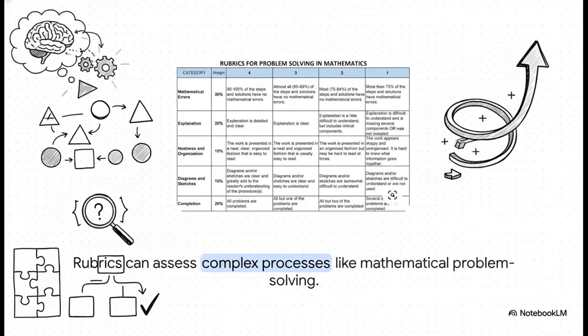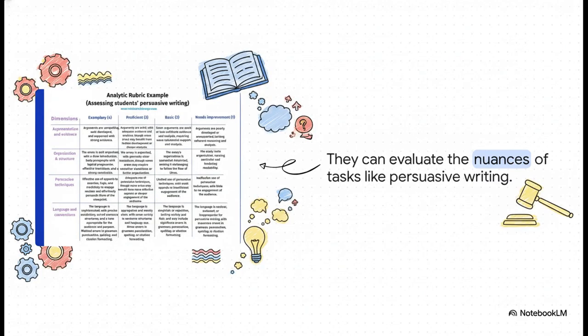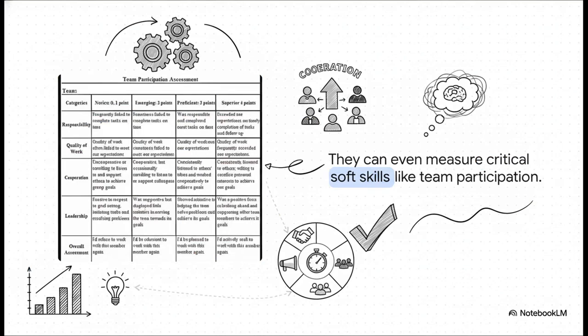What's so amazing is just how versatile rubrics are. I mean, they can assess a really complex process, like the step-by-step logic a student uses to tackle a tough math problem. They can be used to dig into all the nuances of persuasive writing. Looking at the strength of the argument, the organization, all that good stuff. And get this, they can even help us measure those really critical but often hard to grade soft skills, like how well you participate in a team, your level of collaboration, your sense of responsibility, the stuff that really matters out in the world.